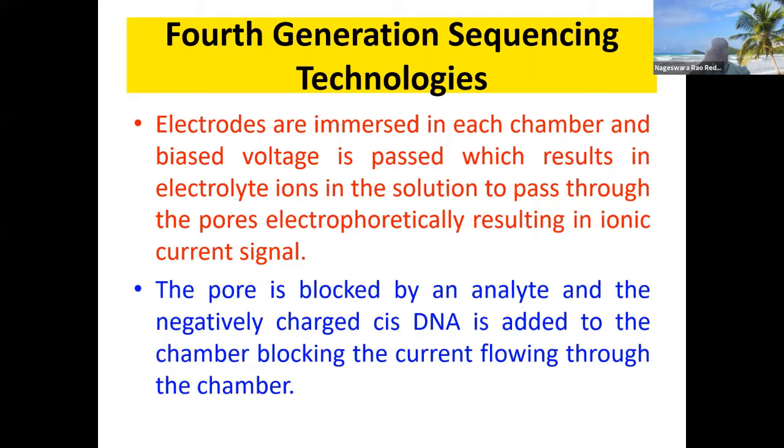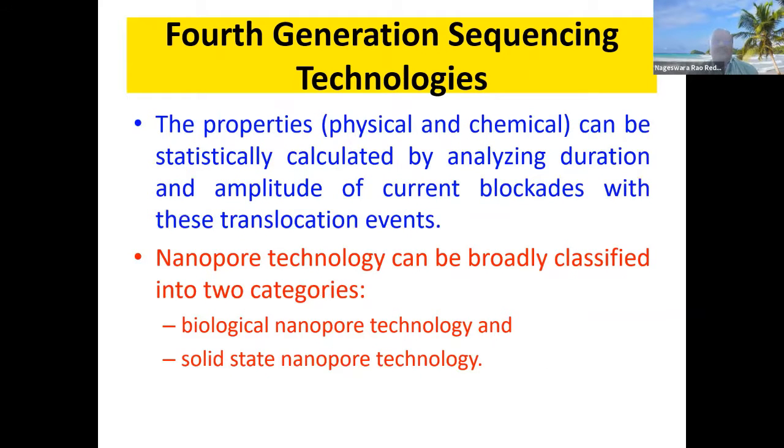Okay, so here it is. You can see here, like your electrophoresis chamber, it is very simple. We have electrodes which are immersed in each chamber, and a bias voltage is passed, and electrolyte ions pass through the solution through the pores, and that gives you a signal. The pore is blocked by analyte, and the negatively charged DNA is added to the chamber, blocking the current going through the chamber. Okay, so this will actually give you.